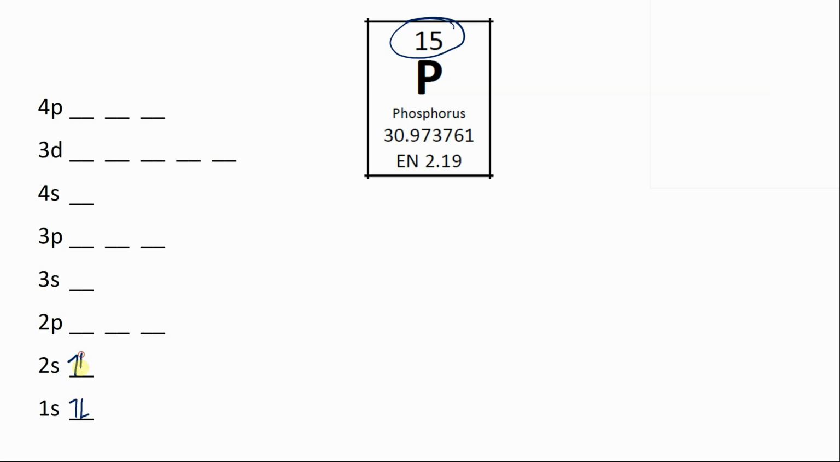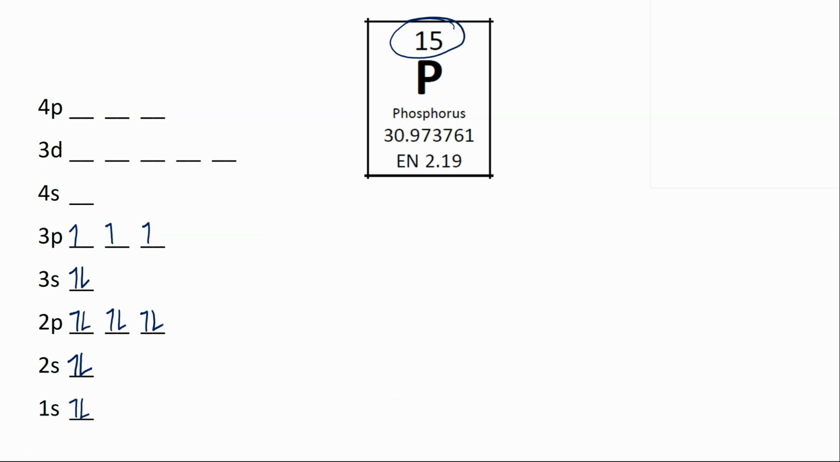3, 4, 5. Now, Hund's Rule says 6 is an up spin, not paired. 7, 8, 9, 10, 11. All those in 2p were paired up. Two electrons on each orbital is all I can do. So that's 11, 12, 13, 14, 15, and I stop.